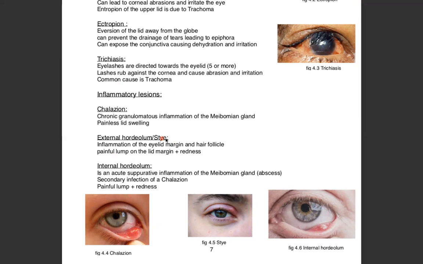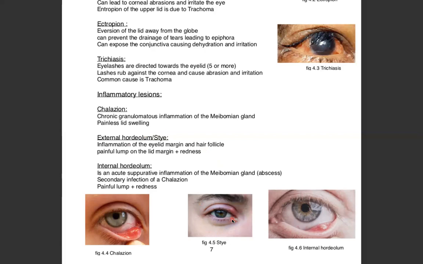Then we have the stye, or what we call external hordeolum, I hate this word so much, hordeolum or stye. This is basically inflammation of the eyelid hair follicle. So a hair follicle gets inflamed, and it's like a pimple of your eye. This is a painful lump and it has redness. So they become inflamed mainly.